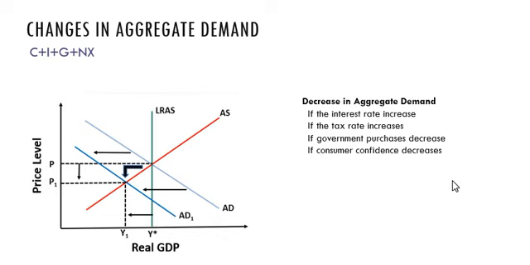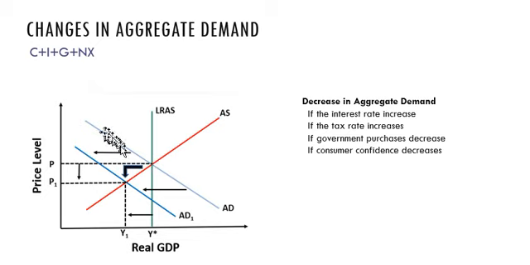Now, we also could see what was going to happen if we have a change in aggregate demand. So, for example, let's say we have a decrease in aggregate demand. So that could be if the tax rate increased, if government purchases decrease, interest rates increase, consumer confidence decreases. So if any of those things happen, the aggregate demand curve shifts to the left. So let's see what happens if it shifts to the left.